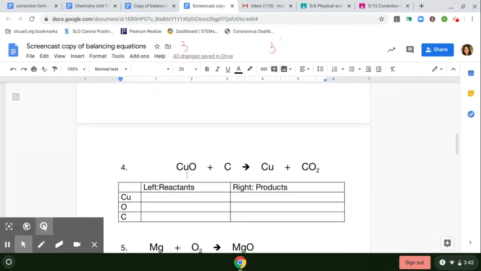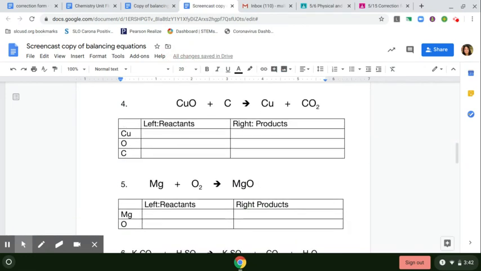Now I'm going to move it up even more. Okay, so now I'm on this equation with copper and oxygen. And we're going to do the same thing. So I have 1 copper on my left. That's the Cu. And I have 1 on my right. So that looks fine. I have oxygen. I have 1 on my left, but I have 2 over here in my products.